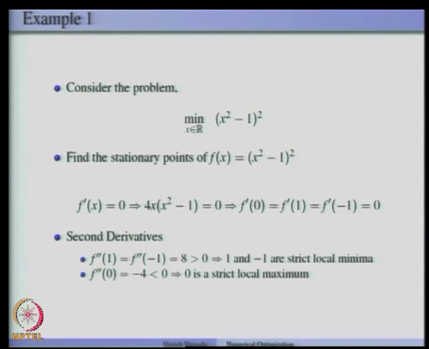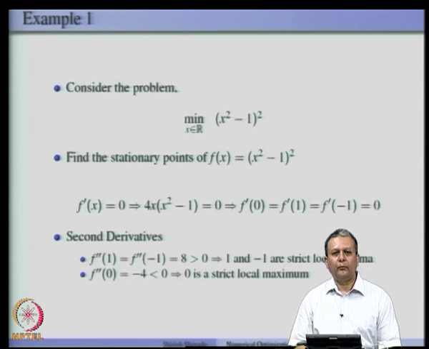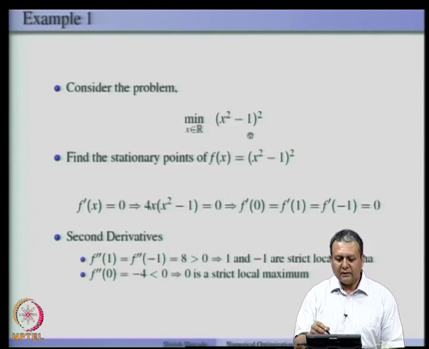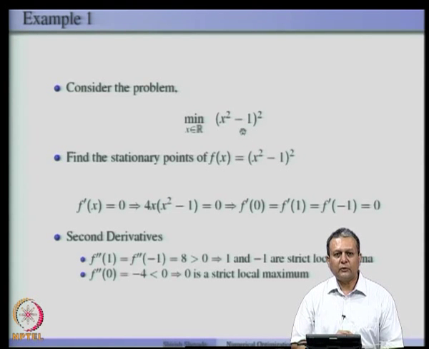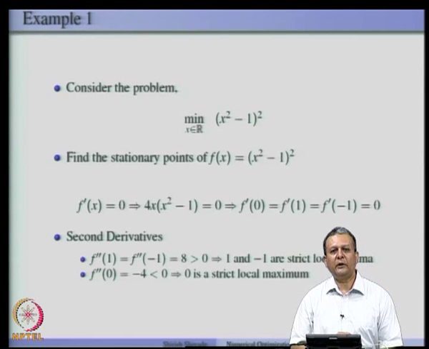Now, let us see some examples to find out the minima or maxima of a problem. Let us consider the problem: minimize x square minus 1 whole square. The first step to solve such problems is always to identify the stationary points, and the stationary points are found by equating the derivative to 0.